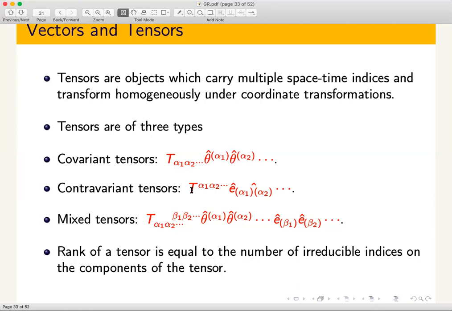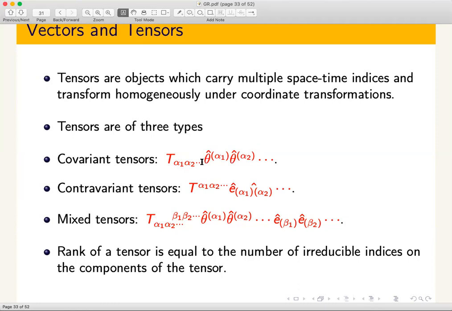Now notice one thing: when I say they belong to tangent space, these objects actually do not belong to the tangent space per se, in the sense that anything which belongs to tangent space would be a tangent vector, or anything which belongs to cotangent space would be a cotangent vector. These objects are linear objects with respect to, say, e hat or theta hat, whereas tensors are not linear objects.